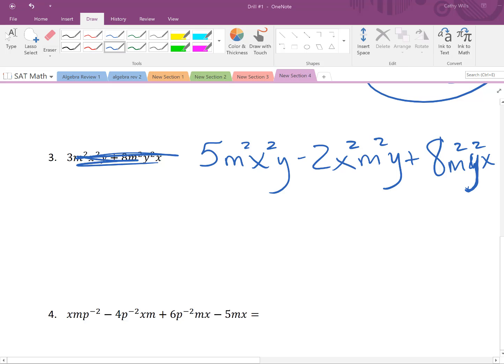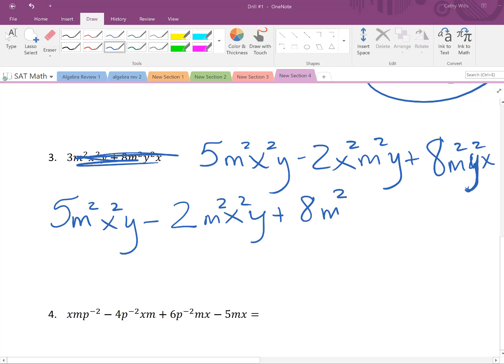Again, you can put them in alphabetical order to make sure you know which ones are like terms. The first one is already in alphabetical order, m squared x squared y. And then this one is 2m squared x squared y. And then 8m squared x y squared. So that's not like the first 2 terms. The last one is not the same because the x doesn't have a square. It has it to the first power, so that's not going to be a like term.